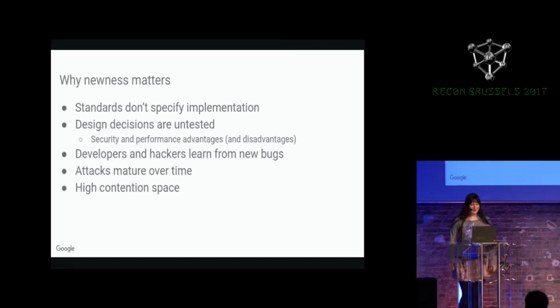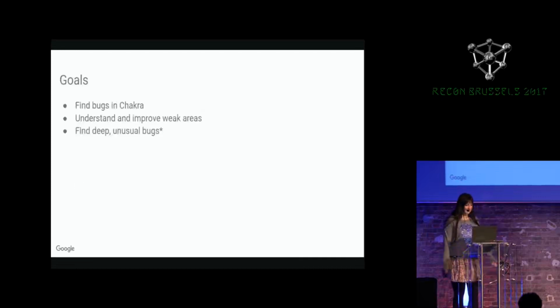One thing I was a bit surprised about is I thought that there would not be a lot of bug collisions because, in a new product, there should be a lot of bugs and they haven't all been found yet. But it turned out that basically many people converged on the same bugs, and I'm not sure why that happened. It may be that they were very obvious bugs or they were very similar to bugs that were found in other browsers. So what are my goals?